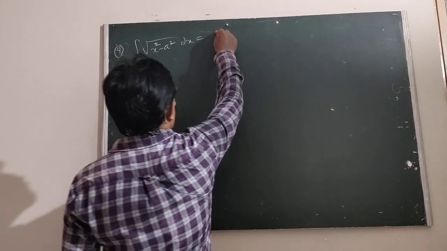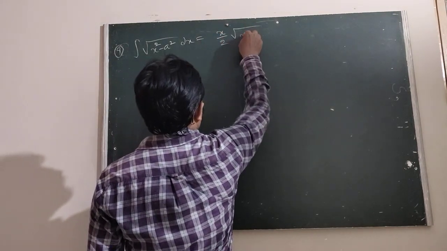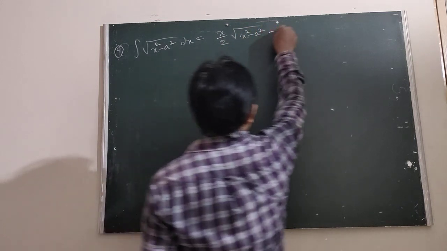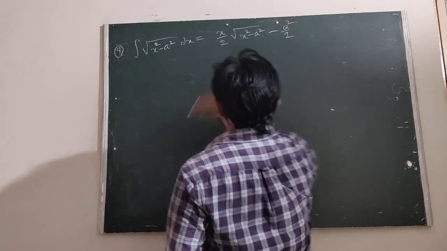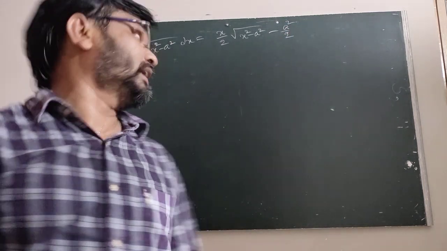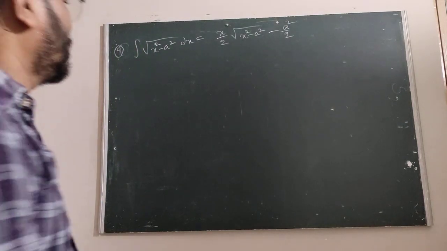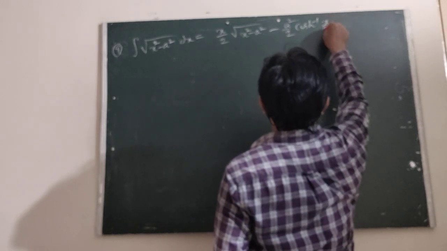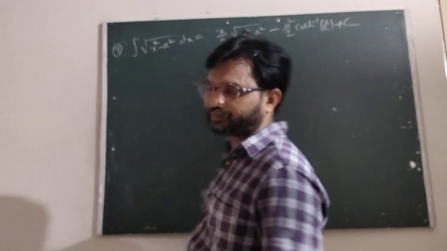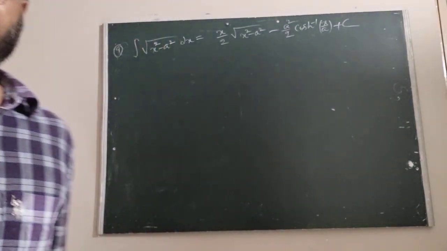Now we are looking at x by 2 under root x square minus a square minus a square by 2 cos h inverse of x by a plus c. So similarly we are taking here the suitable substitution x equal to a cos h theta.